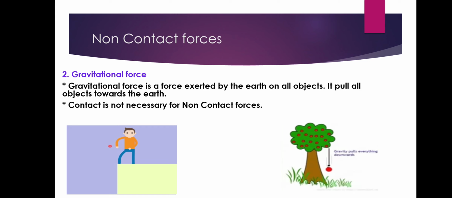The same thing happens with a falling fruit also. If the fruit falls, it goes nowhere, only in a vertical direction due to the attraction of the earth. Earth attracts the fruit, so it falls only in a downward direction. So these are some of the examples of gravitational force.